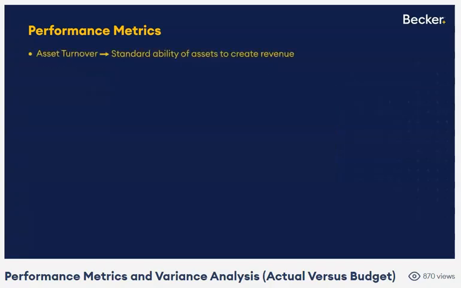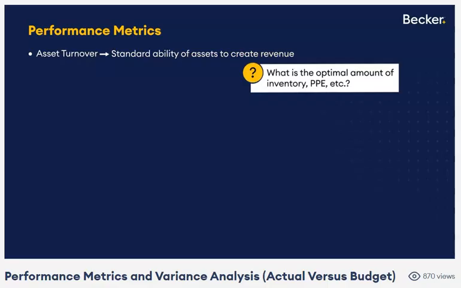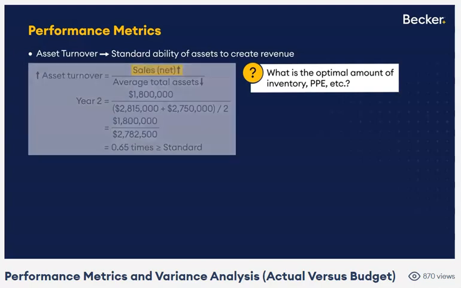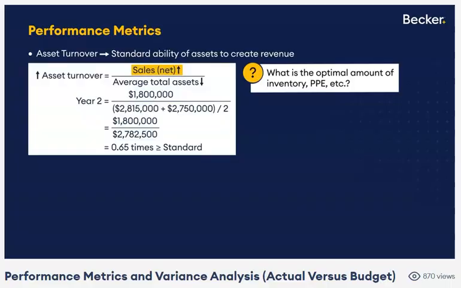Okay, now asset turnover. We covered this earlier. We want that to be greater than or equal to the standard, the ability of the assets to create that revenue. So what is the optimal amount of inventory? What's the optimal amount of PP&E, the right number of stores, factories, planes, trucks, whatever it is. So your numerator is from the income statement, the more sales, the better. And your denominator is from the balance sheet. So we want to take an average, okay?